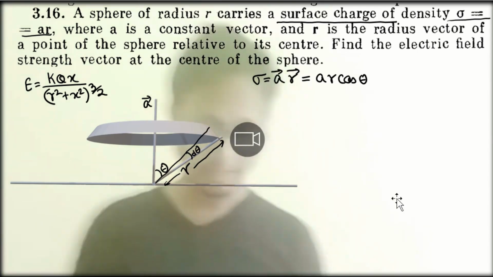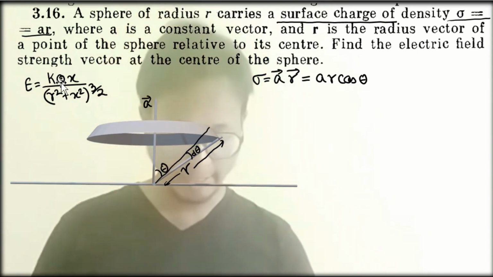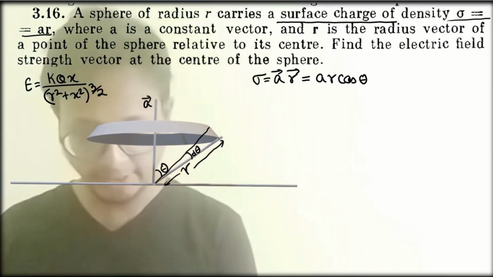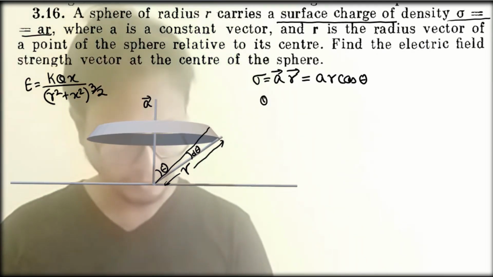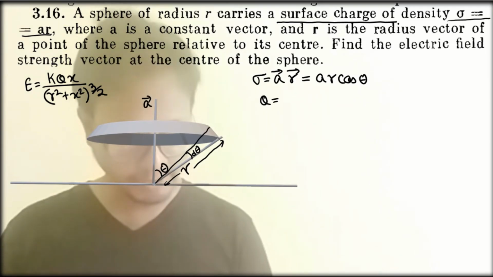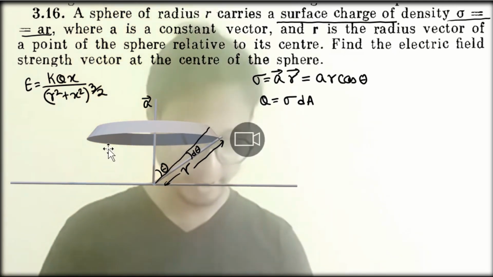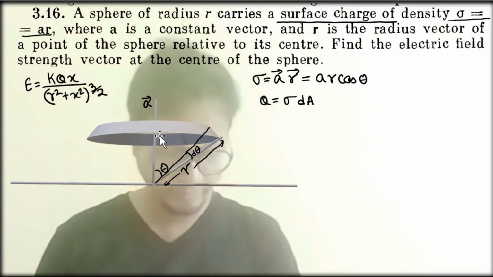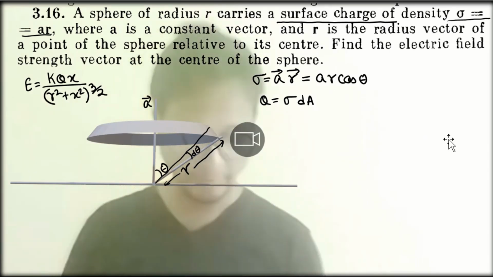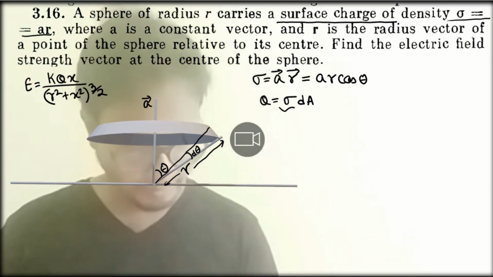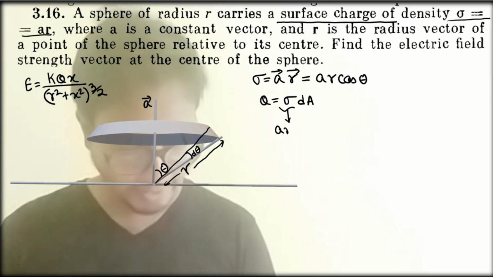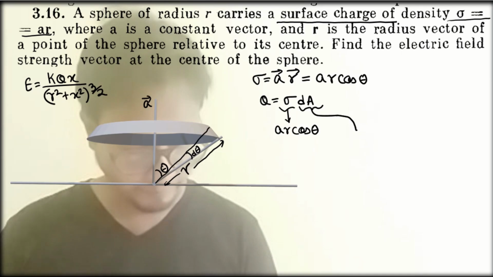Now the problem is out here. Q is what? Q is nothing but the elemental charge on this ring, no? So elemental charge is nothing but dq. How much is dq out here? Sigma, or charge density, into elemental area. But elemental area is nothing but the area of this circular ring. Understood? Problem is, sigma I know is given as A R cos theta. What is the value of the elemental area of the ring?